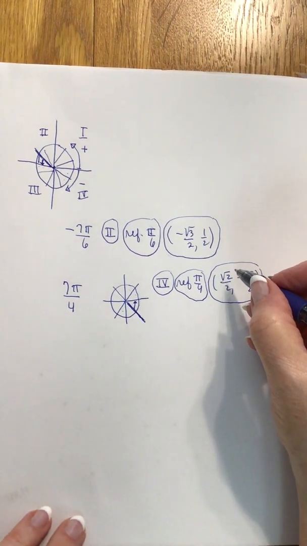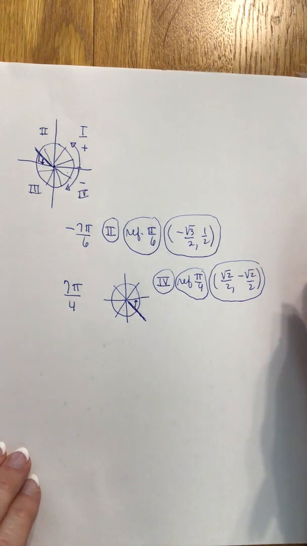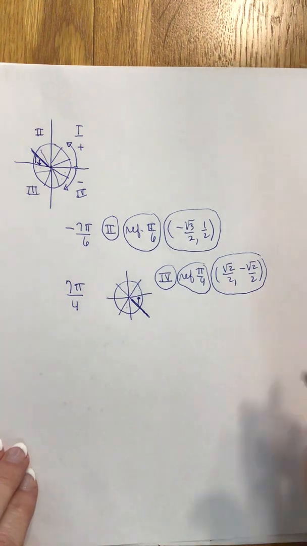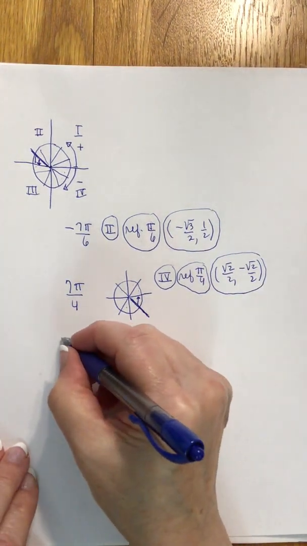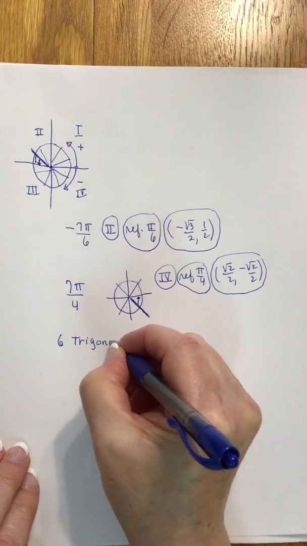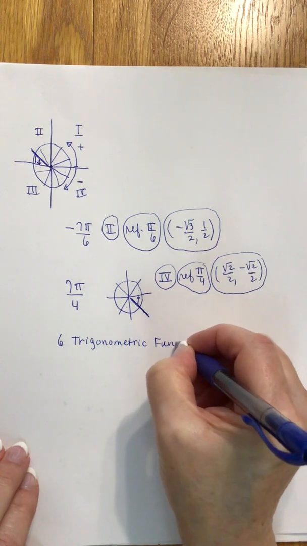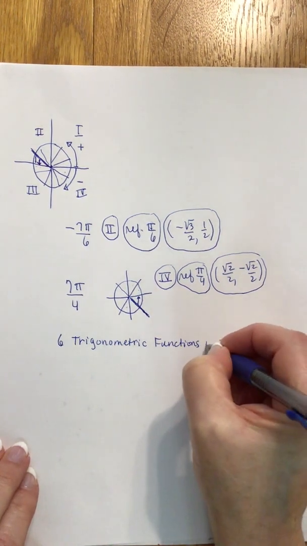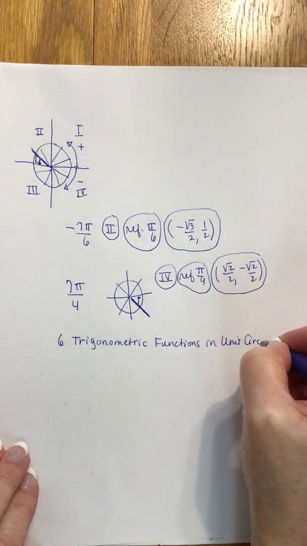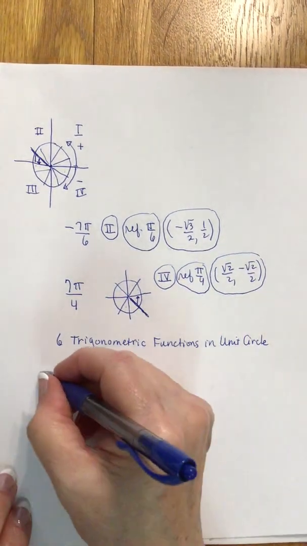All right, now we're going to go ahead and talk about SOHCAHTOA, which is something that you learned about in geometry. So we have that funny word, we're going to find the 6 trig functions in the unit circle. So we're going to start by drawing ourselves a picture.